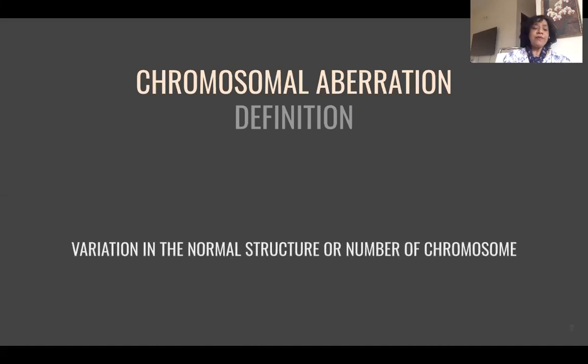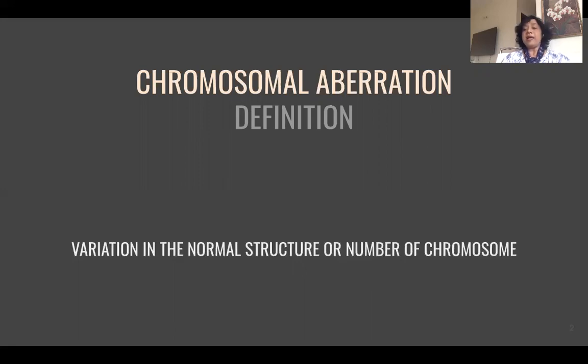Students, all of you know that chromosomes are the structure with a definite organization. Any variation in the structure and the number of chromosome is called as chromosomal aberration. So if you have to define chromosomal aberration, we define it as variation in the normal structure or the number of chromosome is known as chromosomal aberration.